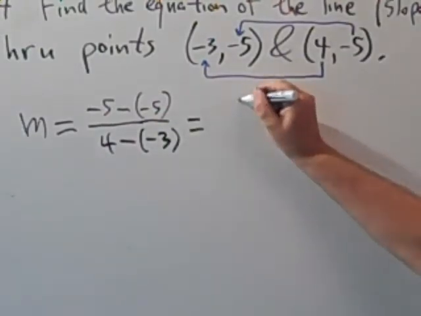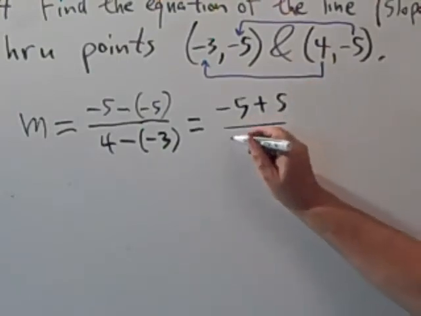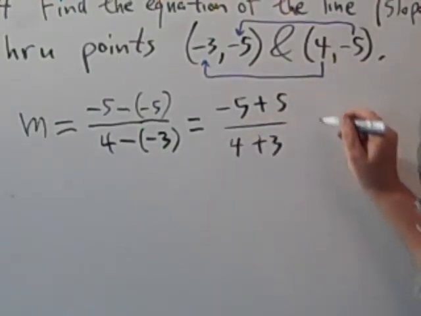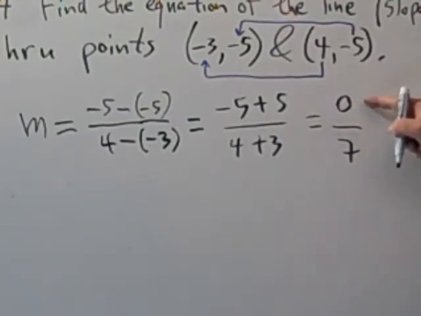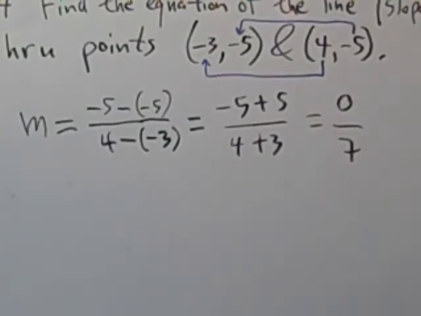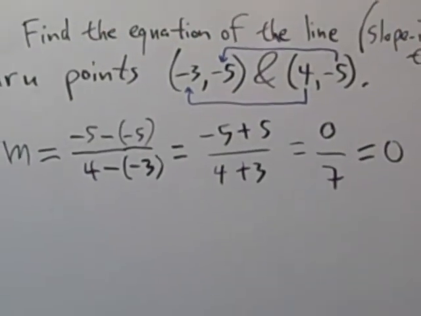In the top, that's -5 plus 5. And in the denominator, that's 4 plus 3. So our slope is 0 divided by 7. Remember that 0 divided by anything is still 0. This is like taking a seventh of 0. So of course you have a slope of 0.